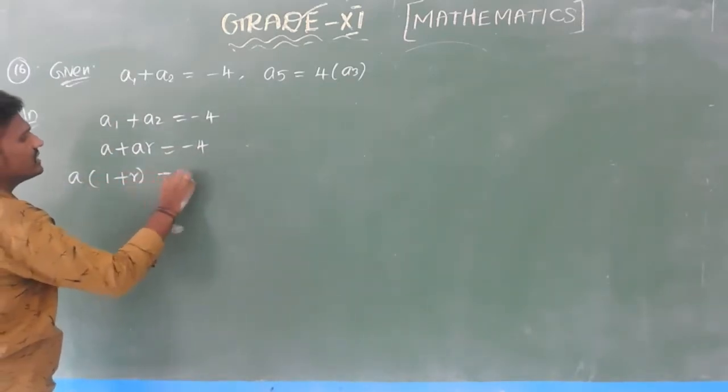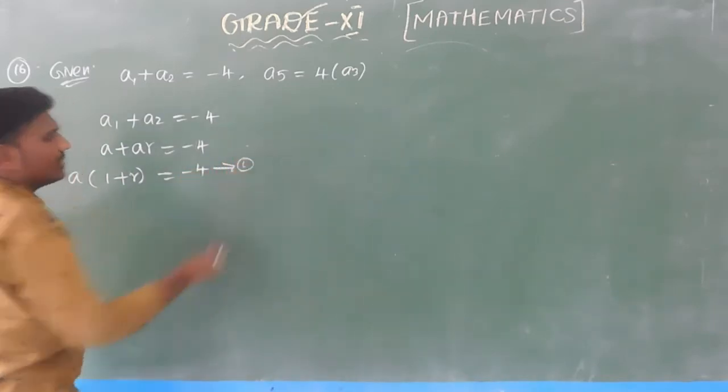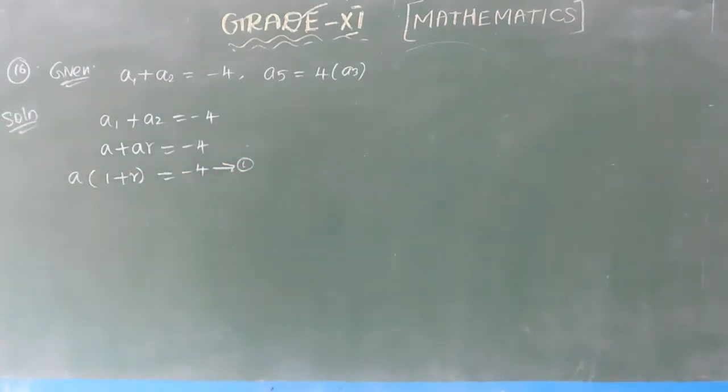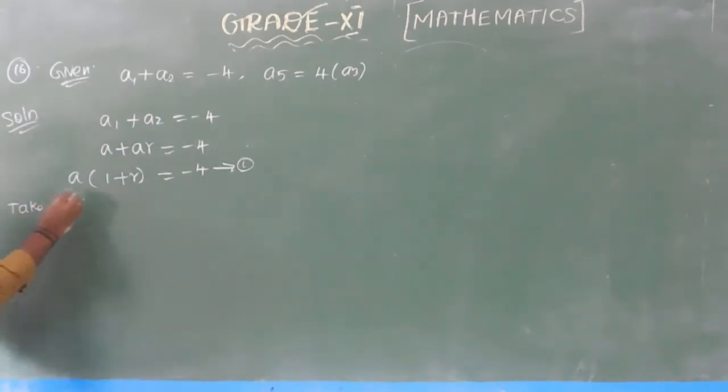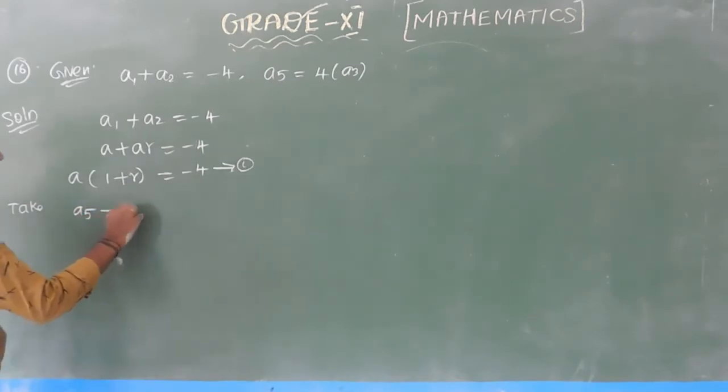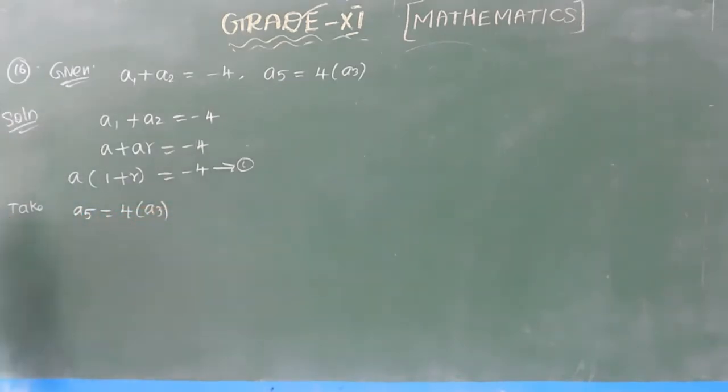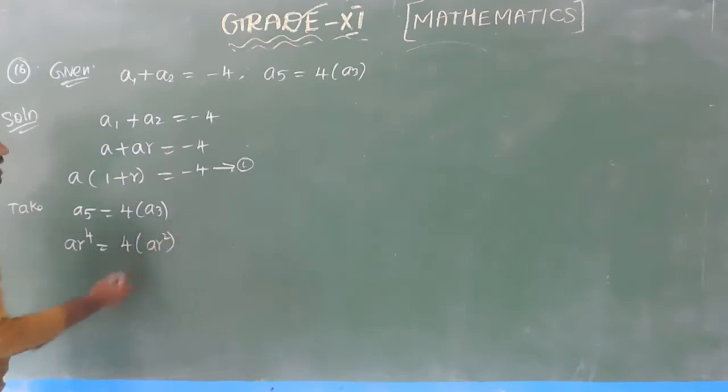1 plus r is equal to minus 2. So take this as equation number 1. And you have the next condition, that is the fifth term: a5 is equal to 4 into a3. Yes, students. Now a5 means ar power 4, which is equal to 4 into ar square. Here on both sides the first term a cancels, and for the powers of r, here 2 and here 4. So 2 2s are 4 as well.